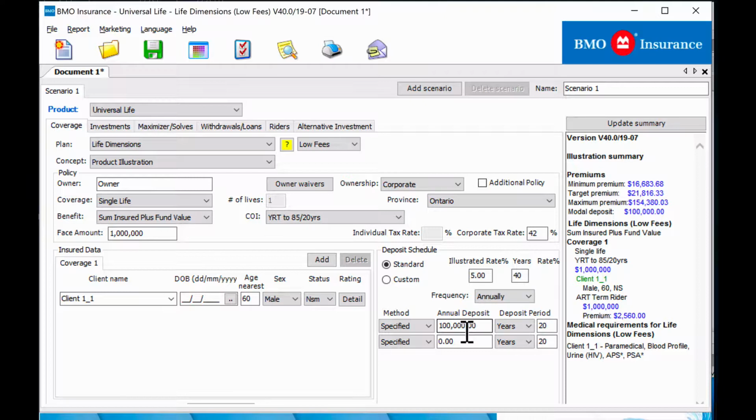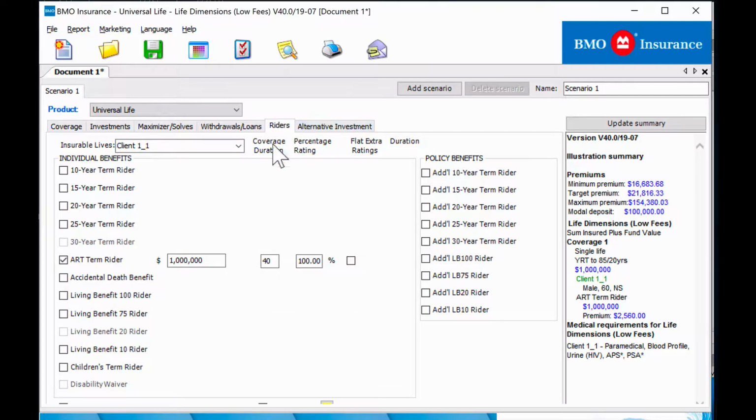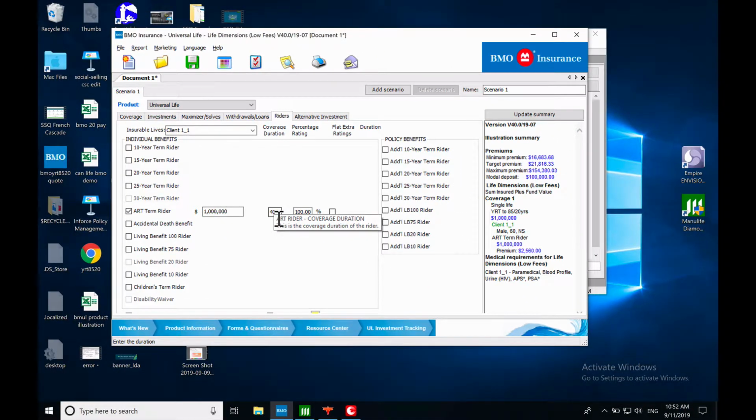Now, again, I've put $100,000 over 20 years, but customize these for your particular client or the depositor that they're trying to move from sort of column A to column B. Now, the interesting thing that I'm using here is the ART term rider, and I'm using $1 million, and I'm going to say for 40 years here to bring it all the way sort of to age 100.